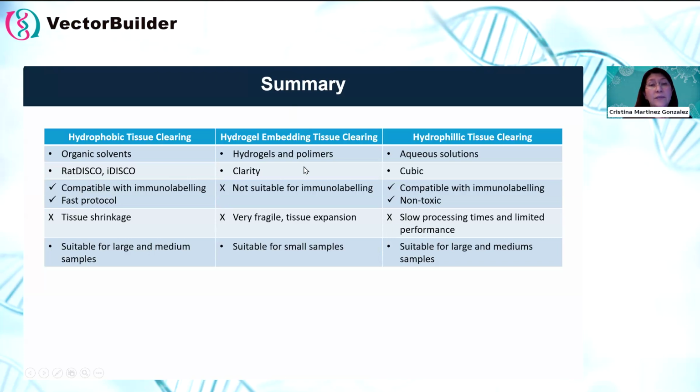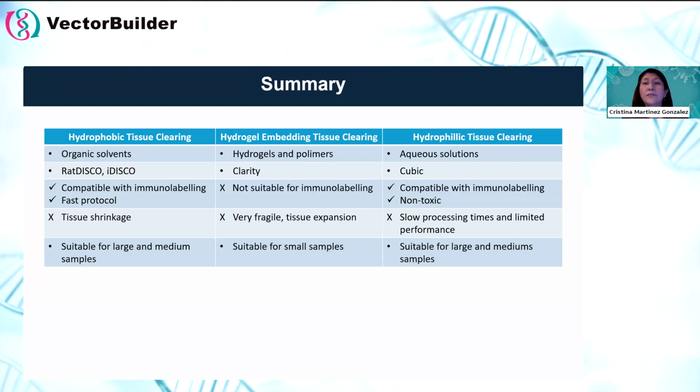For the hydrogel embedding methods, I would recommend CLARITY in general. I would say these methods with hydrogels and polymers are not suitable for immunolabeling. So if you have a transgenic, yes. If you do not have a transgenic, it's probably not the right approach. Tissue is very fragile, it will expand and it will collapse. So once you do the imaging, 6 months down the line, your tissue will be completely unsuitable for re-imaging. So it's only good for small samples and samples you can just produce often.